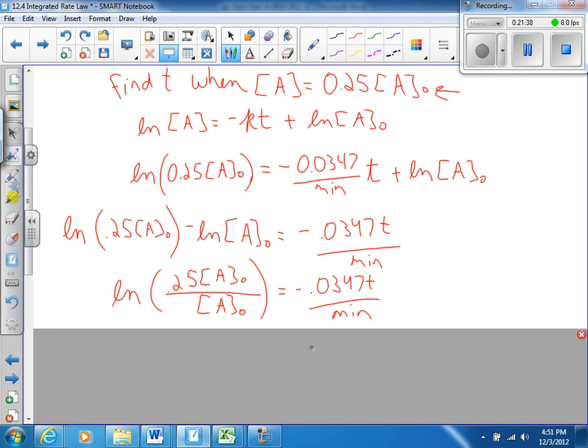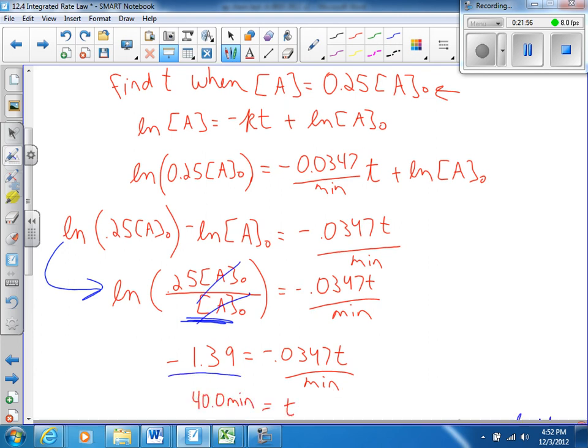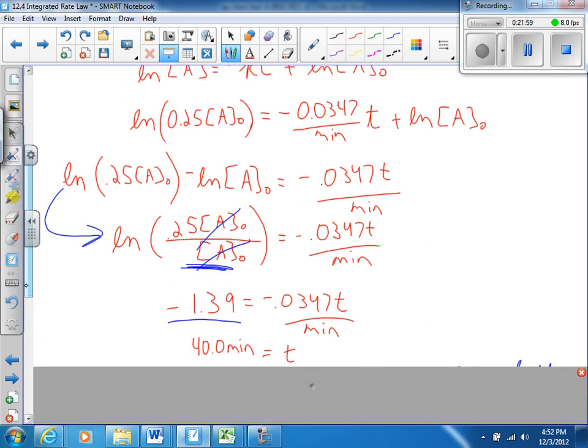And in this step, this might confuse you. Remember, if you have log of A minus log of B, it's the log of A over B. Okay? And the left side, I calculate, these cancel out, and I calculate ln of 0.25, and I get negative 1.39. And now, I just solve for my time, 40 minutes.